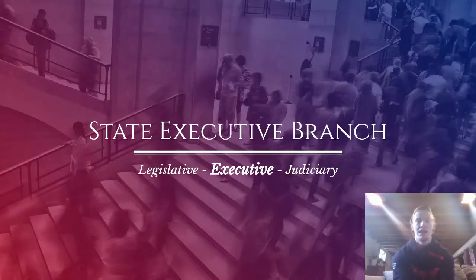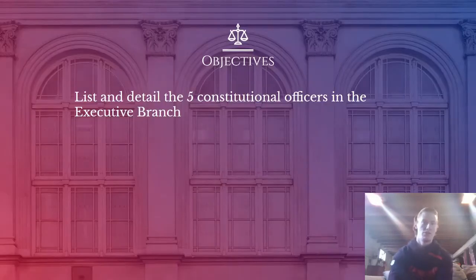We are moving on to our second day of the state executive branch. First day talked primarily about the governor and a little bit about the lieutenant governor. What we are going to be looking at today, if we head over to our objectives, is the 5 constitutional officers in the executive branch, excluding the governor. So similar to what you might see in the U.S. cabinet, this is the Illinois version of that, if you would like a comparison.